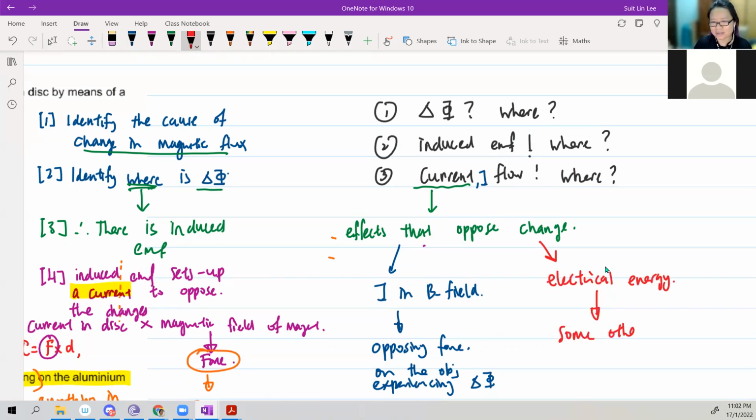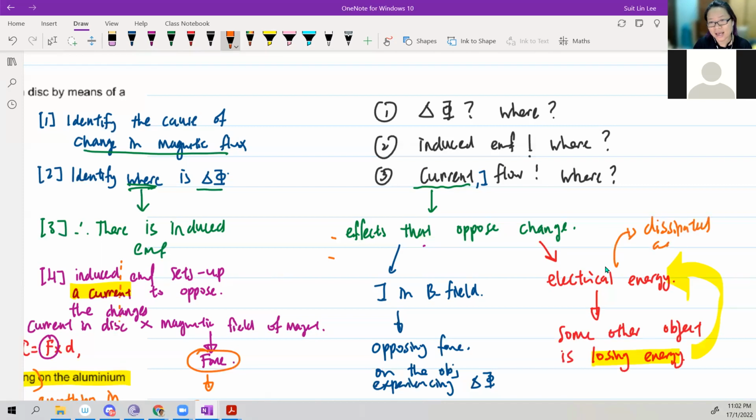some other party, don't know who, or some other object is losing energy. Because this energy will be converted to electrical energy, which will then be dissipated as heat. Because things get hot.